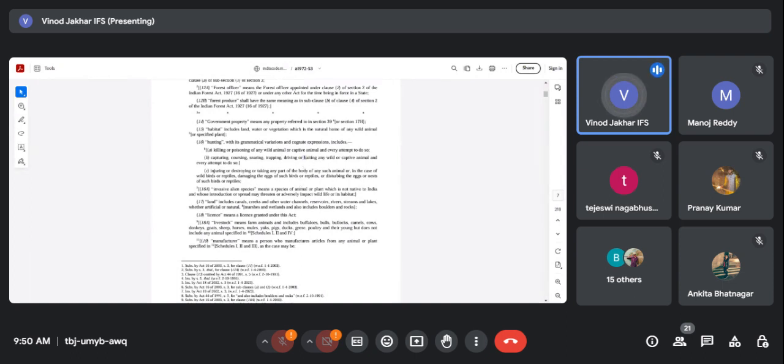They might also ask you, like people are baiting, people are feeding animals. What can you do? What are your powers? So this is included in the definition of hunting, and the same provisions that apply to hunting will apply to baiting.